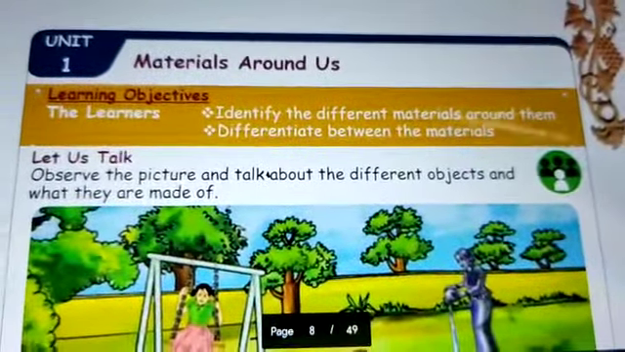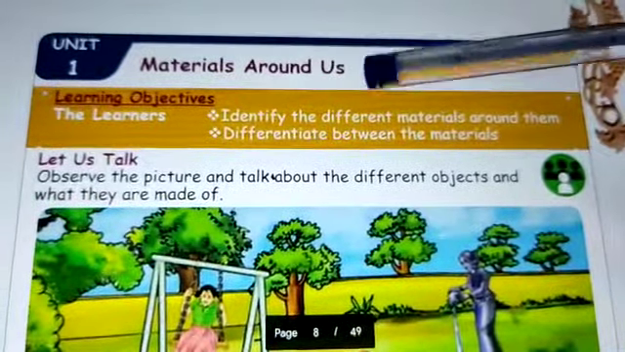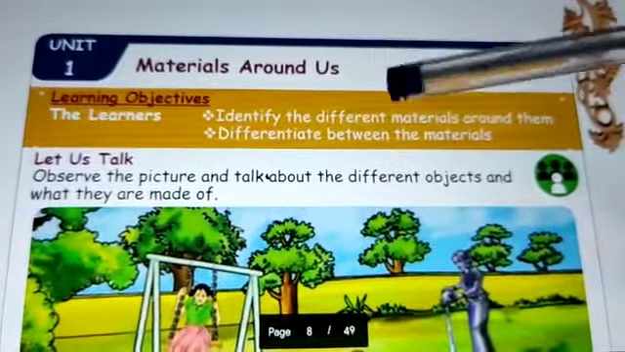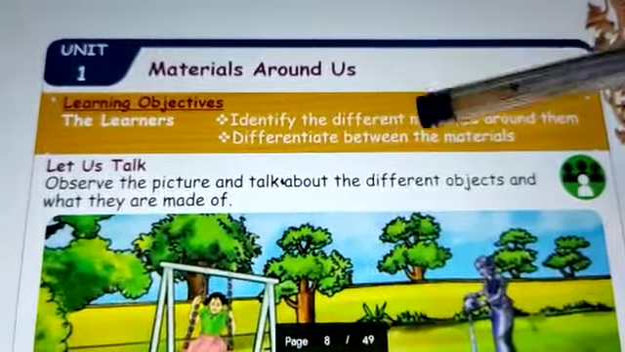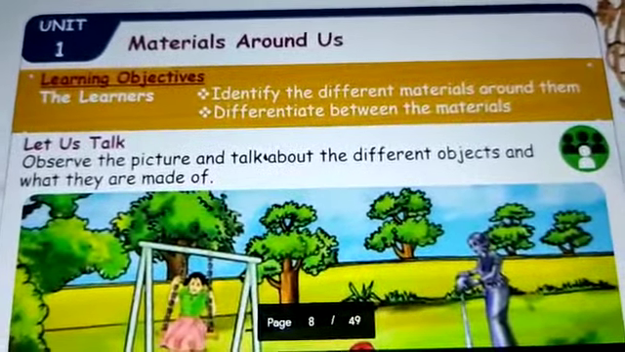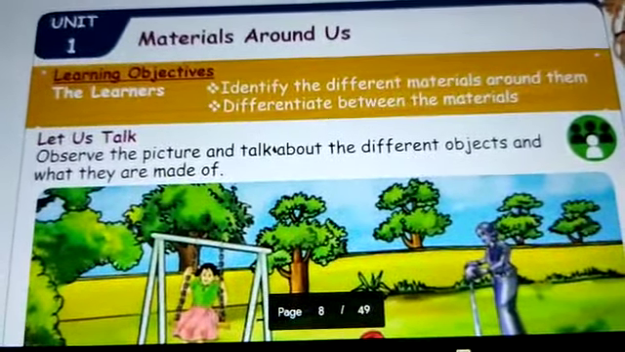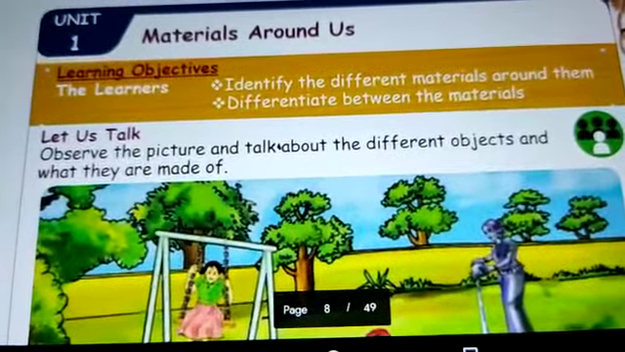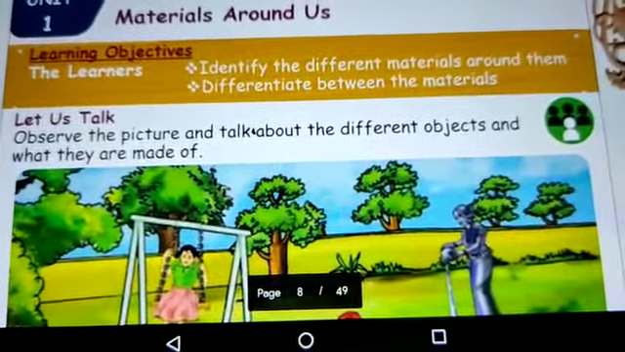Hello children, today we are going to see Unit 1 Materials Around Us. The learning objectives: identify the different materials around them and differentiate between the materials. What do you mean by materials around us? The things you see daily in your surroundings are called materials around us.